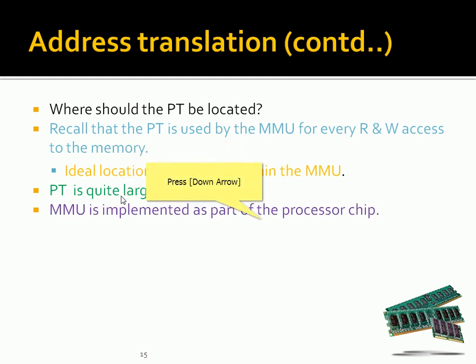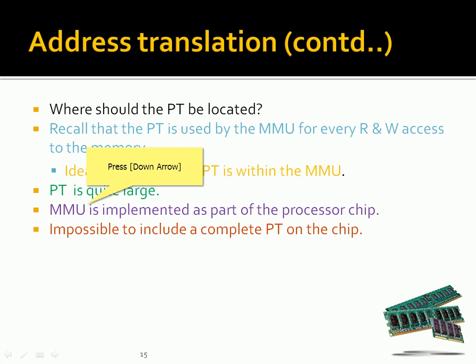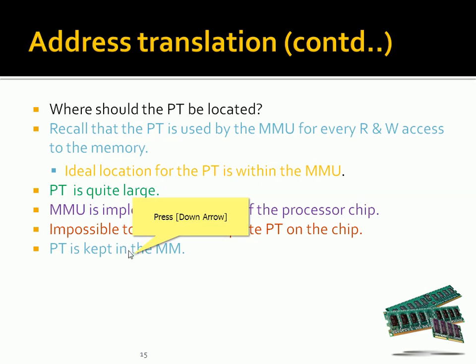Sometimes the memory management unit is implemented as a part of the processor chip, so some of the part can also be given to the processor chip. It is impossible to include a complete page table on the chip or in the processor. In the processor premises you have very little space, a very small number of registers and a small amount of buffer, so it is quite impossible to keep them there. So the memory management unit will look after the entire information about the page table kept in the main memory.